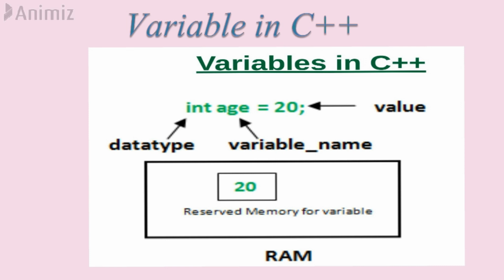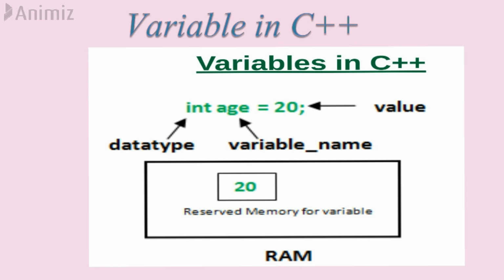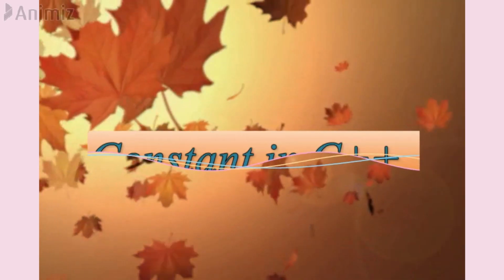This means an integer requires 2 bytes of memory location, and that memory location is stored inside RAM. RAM is nothing but random access memory, which is also known as volatile memory. Let's discuss constants in C++.